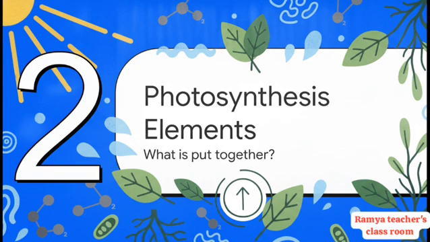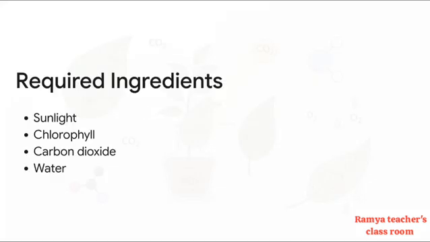What exactly gets put together? So this whole food-making process is called photosynthesis, which literally translates to putting together with light. But what exactly is being put together here? Well, scientists have experimentally proven that there are 4 non-negotiable conditions for photosynthesis to happen.